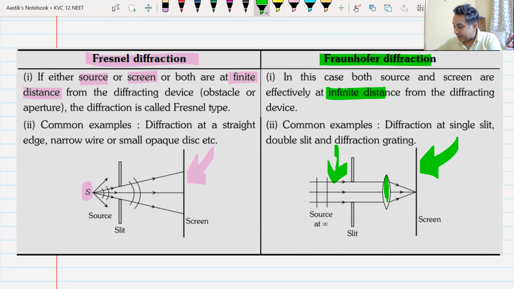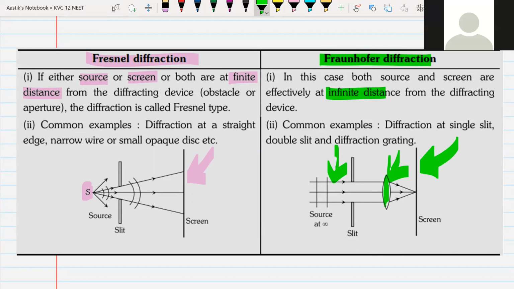In Fraunhofer diffraction, we use a lens to converge the light on the screen. So that is the difference between the Fresnel diffraction and Fraunhofer diffraction. I'll give you 2 minutes to draw the diagram and note it down.